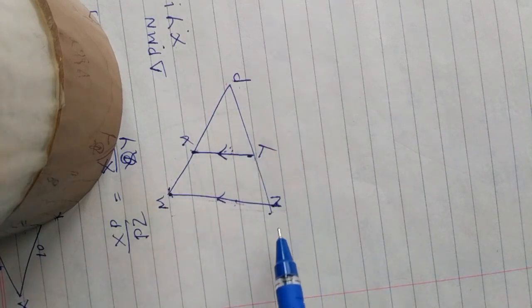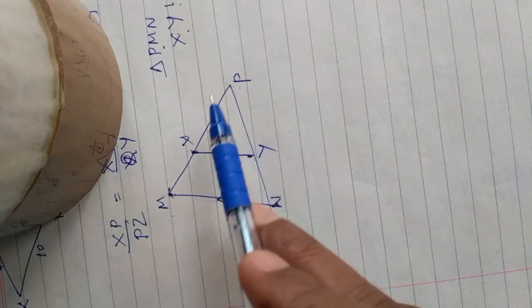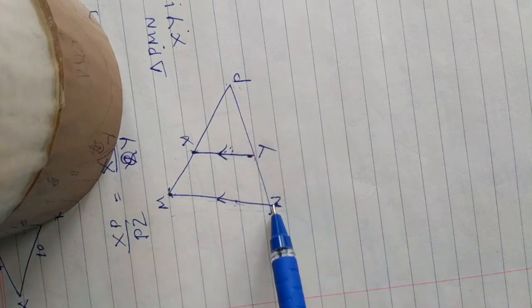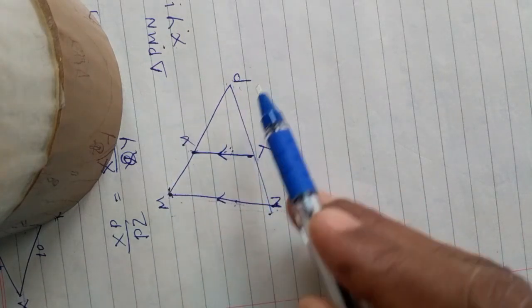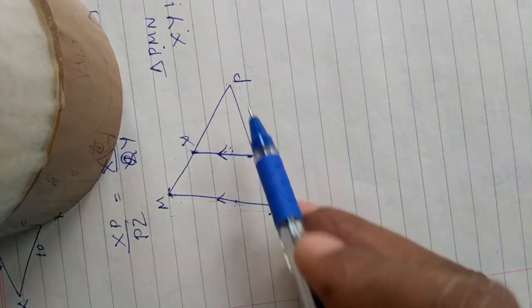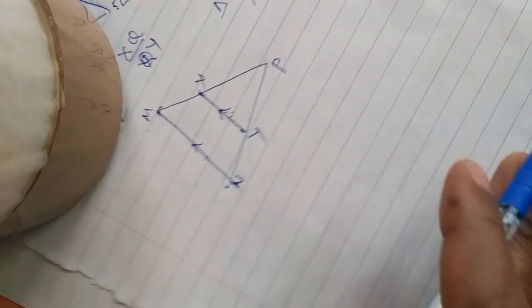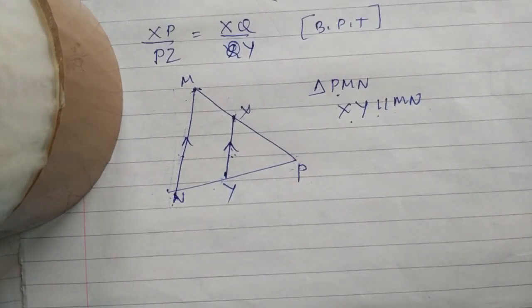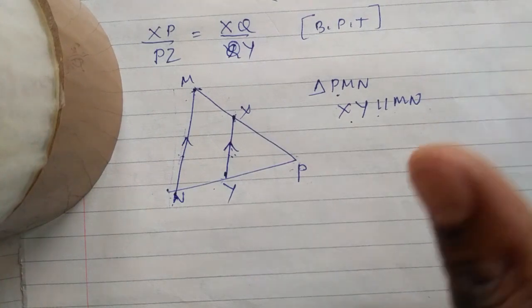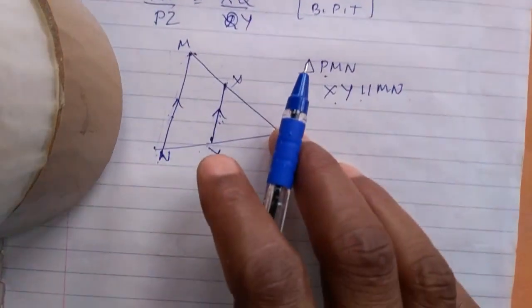So PM and PN are divided. PM is divided into PX by XM. PN is divided into PY by YN. That is half by half. If you want to write half by full form, PX by PM, PY by PN. So like that you can turn the diagram either clockwise or anti-clockwise such that the diagram looks in this shape. Then it is easy to write the ratios.